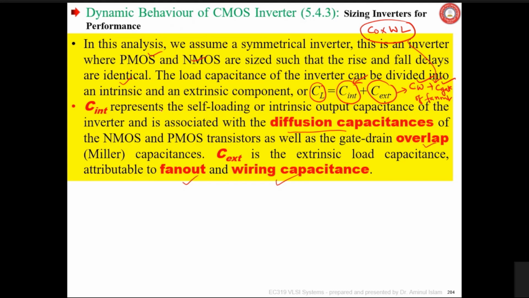C internal represents the self-loading or intrinsic output capacitance of the inverter and is associated with the diffusion capacitance of the NMOS and PMOS transistors as well as the gate-drain overlap capacitance. Overlap capacitance can be ignored if a self-aligned process is used. C external is the extrinsic load capacitance attributed to fan-out and wiring capacitance.